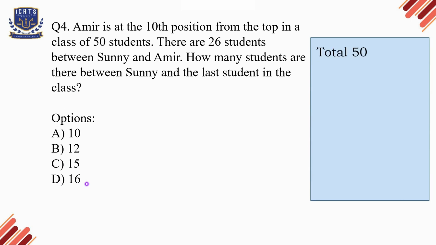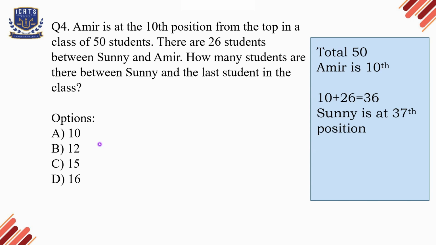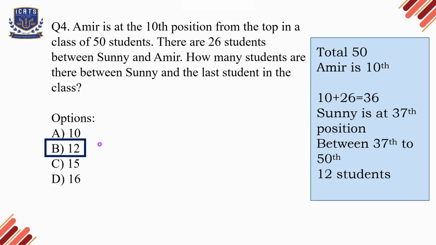So as it is given in the question, there are total 50 students and Amir is at 10th position. There are 26 students between Sunny and Amir. So we can find the total, that is equal to 36. We can say that Sunny is at 37th position. Now we have to see how many students are in between Sunny and the last student, which is the 50th student. So let's find out the number of students between 37 and 50. There are 12 students between 37 and 50. So we will select option B over here, that there are 12 students between Sunny and the last student in the class.